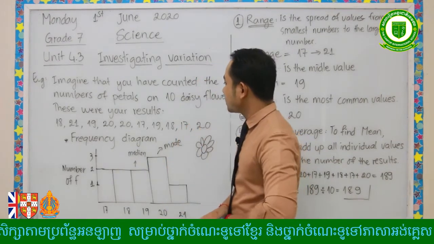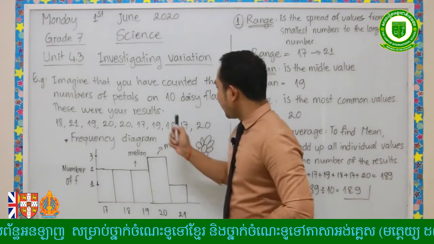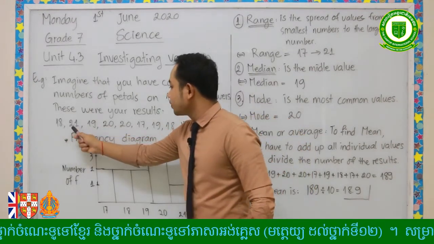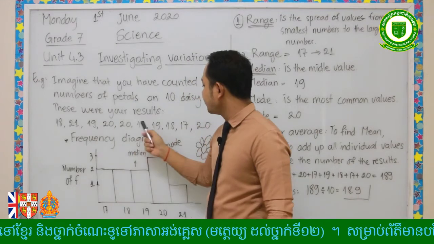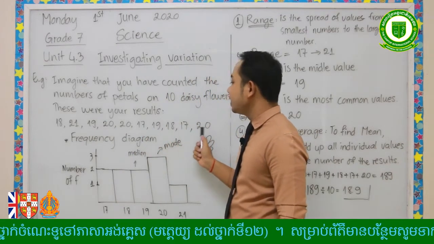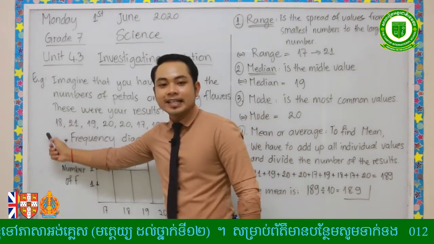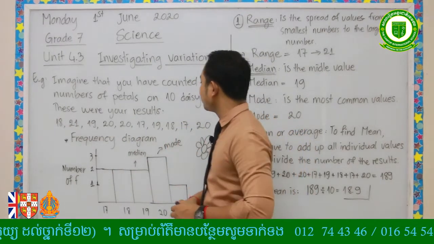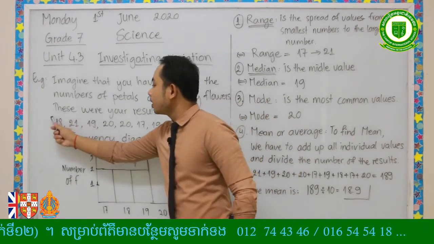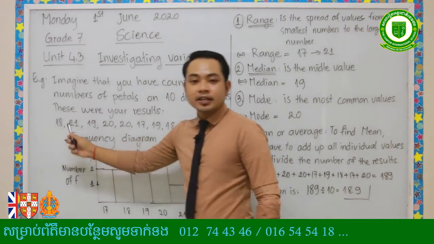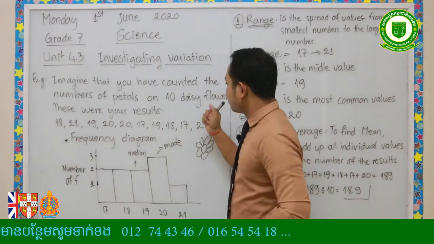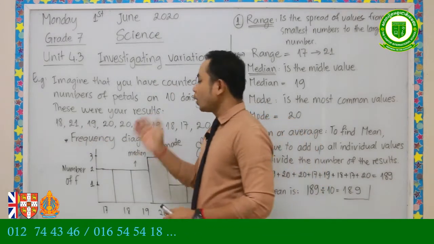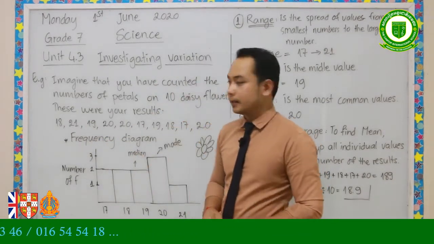Now you have these results. So how many flowers are there? 10, right? 1, 2, 3, 4, 5, 6, 7, 8, 9, 10. These are the 10 daisy flowers, and you have already counted the numbers of the petals. The first flower, you counted that there were 18 petals.